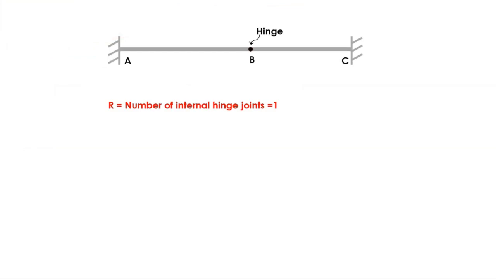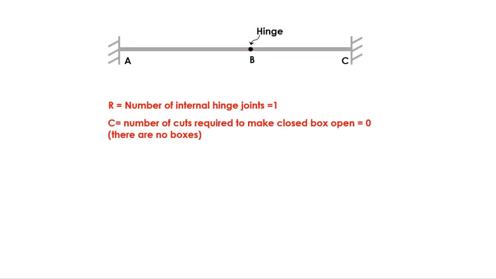Now capital R equals the number of internal hinge points for this given question. It is equal to 1. C is the number of cuts required to make the closed box open. There are no closed boxes, so the value of C is 0. M is the number of members. You can see there are 2 members, AB and BC.